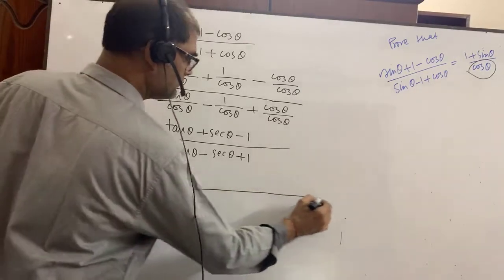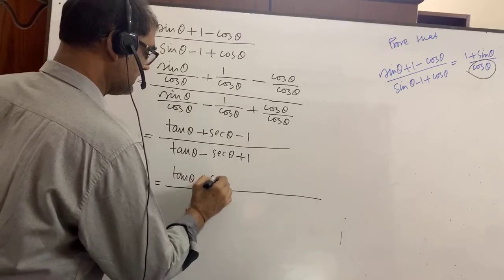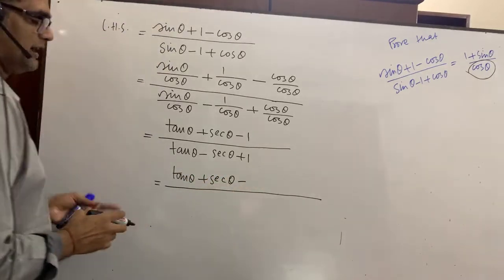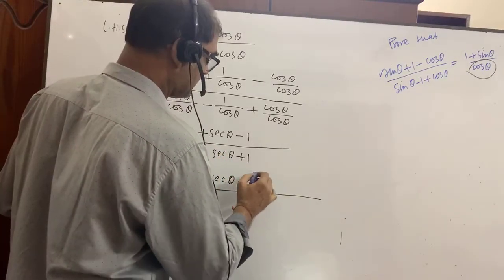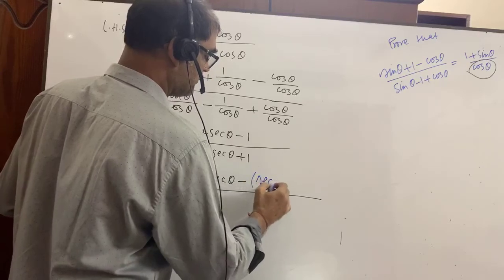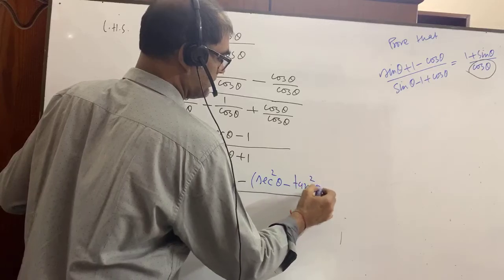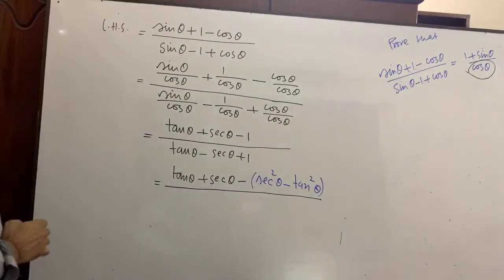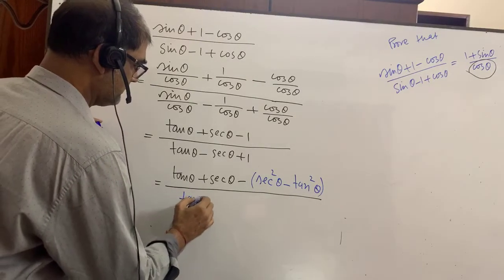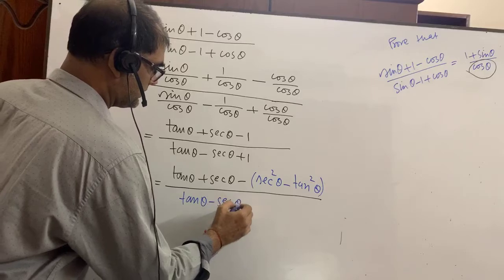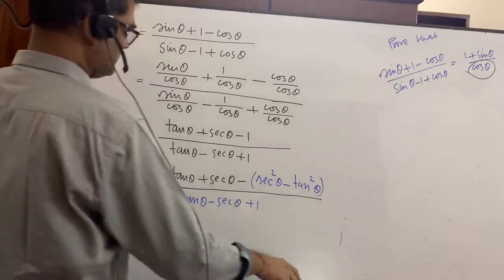Now you do tan theta plus sec theta minus, as I told you, for minus 1 you have to put the trigonometric identity 1 equals to what? Sec square theta minus tan square theta. Okay, sec square theta minus tan square theta. Now here it is tan theta minus sec theta plus 1. Is it? Okay, that's good.